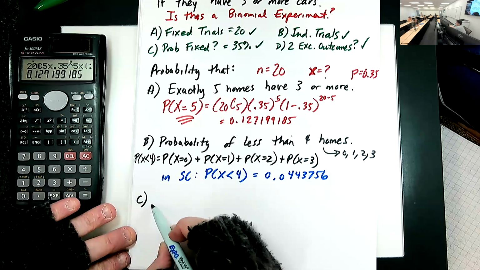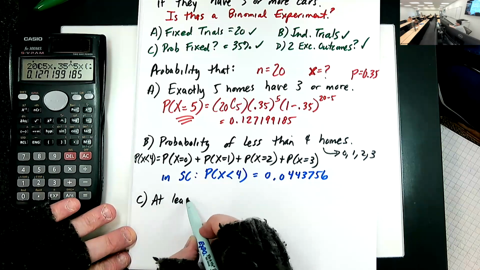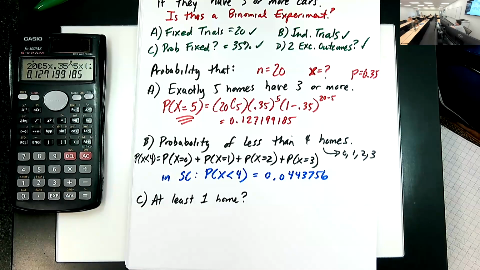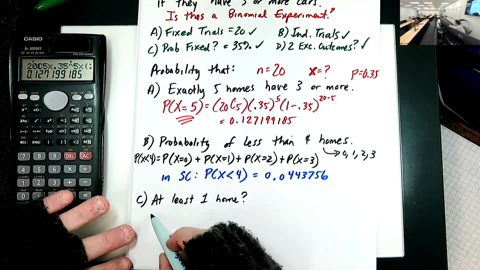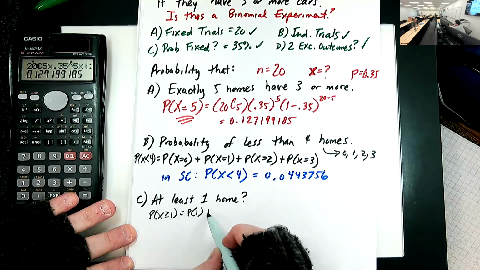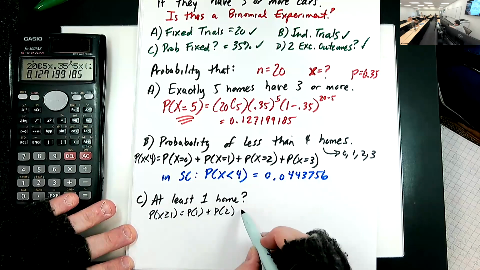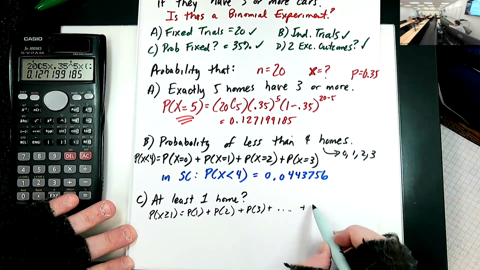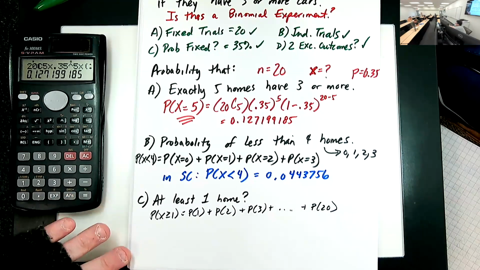C, probability at least 1 home. Now, if you were doing this by hand, this is the probability that X is greater than or equal to 1, which is probability of 1 plus probability of 2, and I'm not writing the X equals part just to get more writing on the page. And you've got to go all the way up to 20.